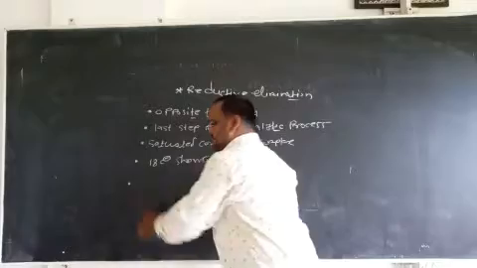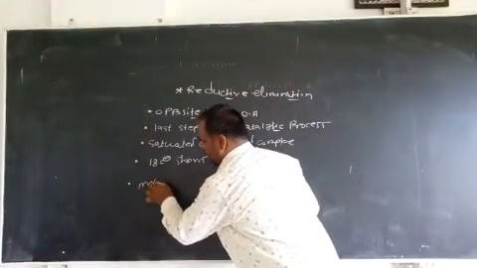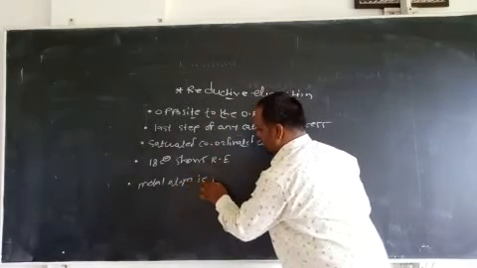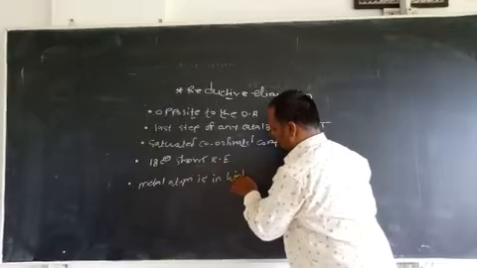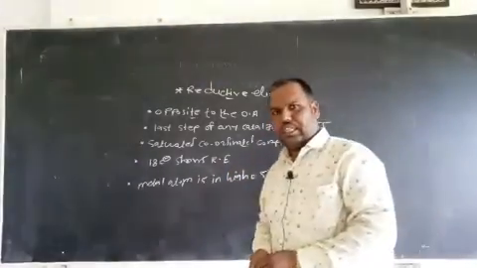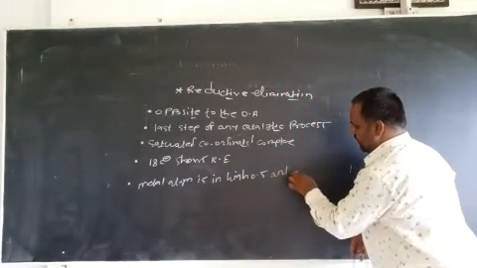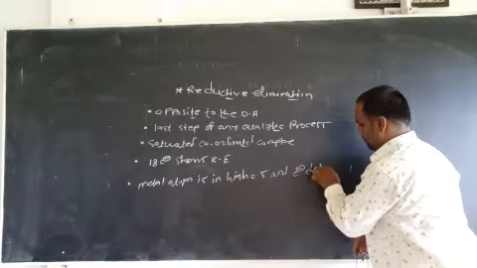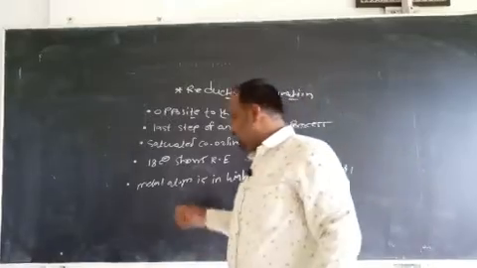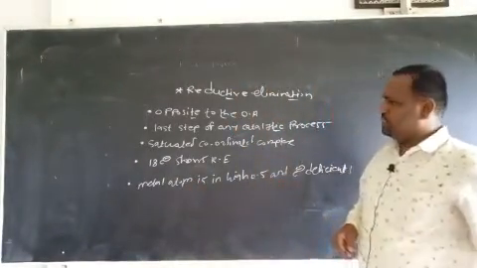Next important characteristic is that the metal atom is in a high oxidation state, and it is electron deficient. So the metal atom should be in a high oxidation state and it should be electron deficient.